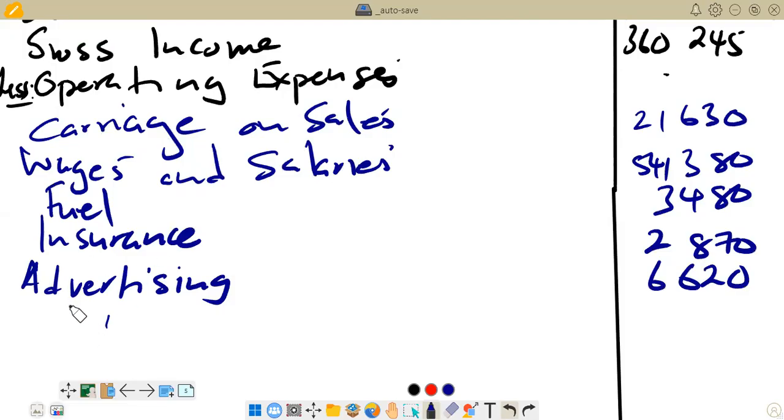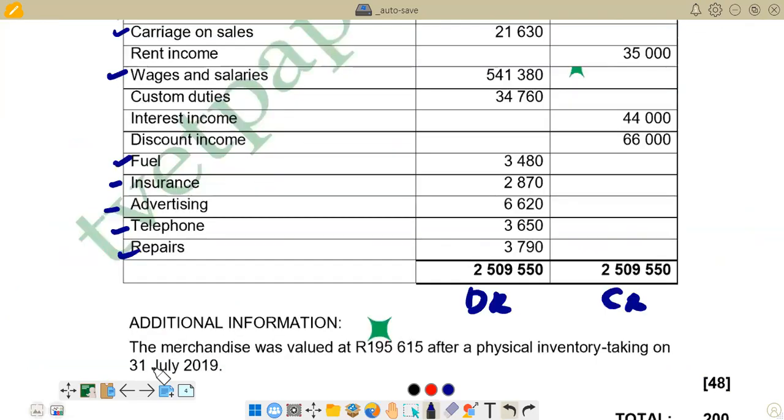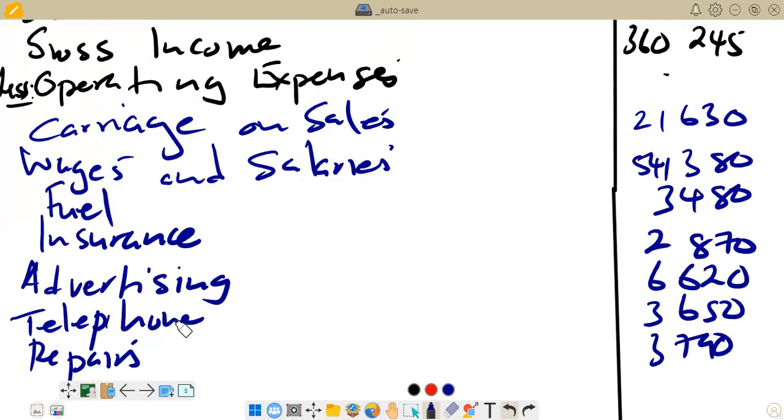So we are having telephone, and then the figure for telephone that we have is 3,650. And then lastly, we have got repairs. The figure for repairs that we have is 3,790. So this marks the end of our operating expenses. Remember, we are at the end there, then we have additional information. So we can add to get our total for operating expenses.